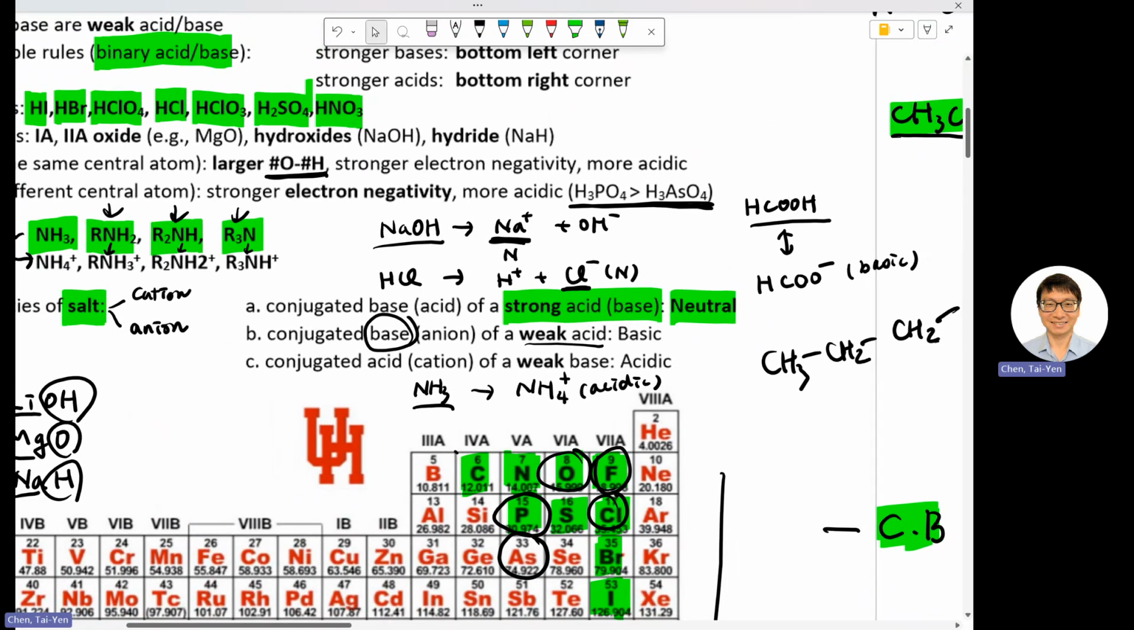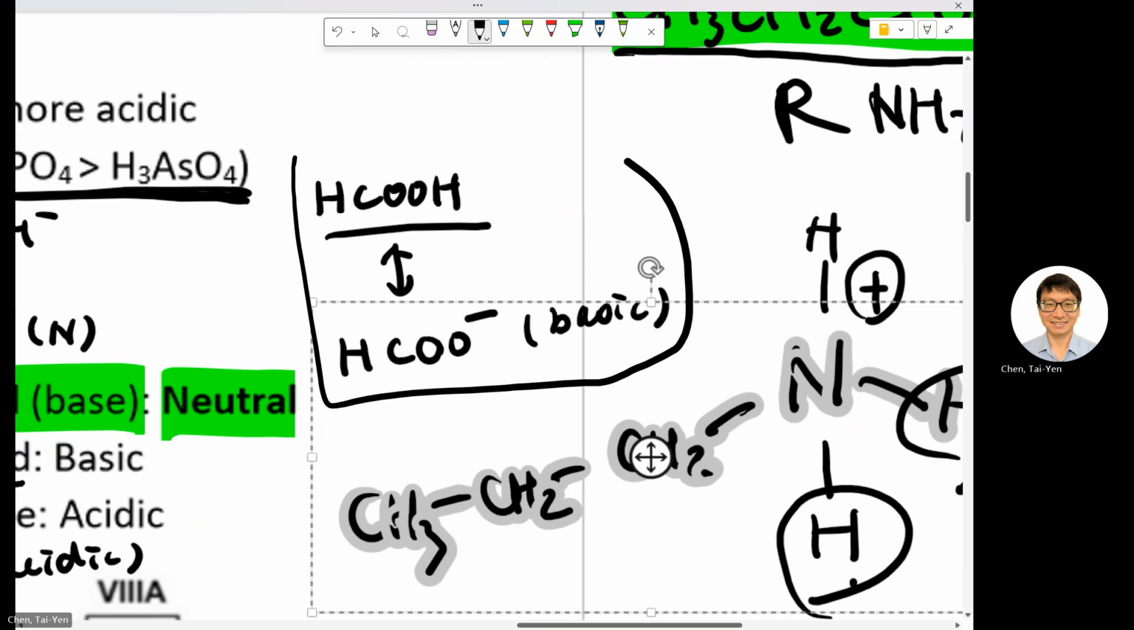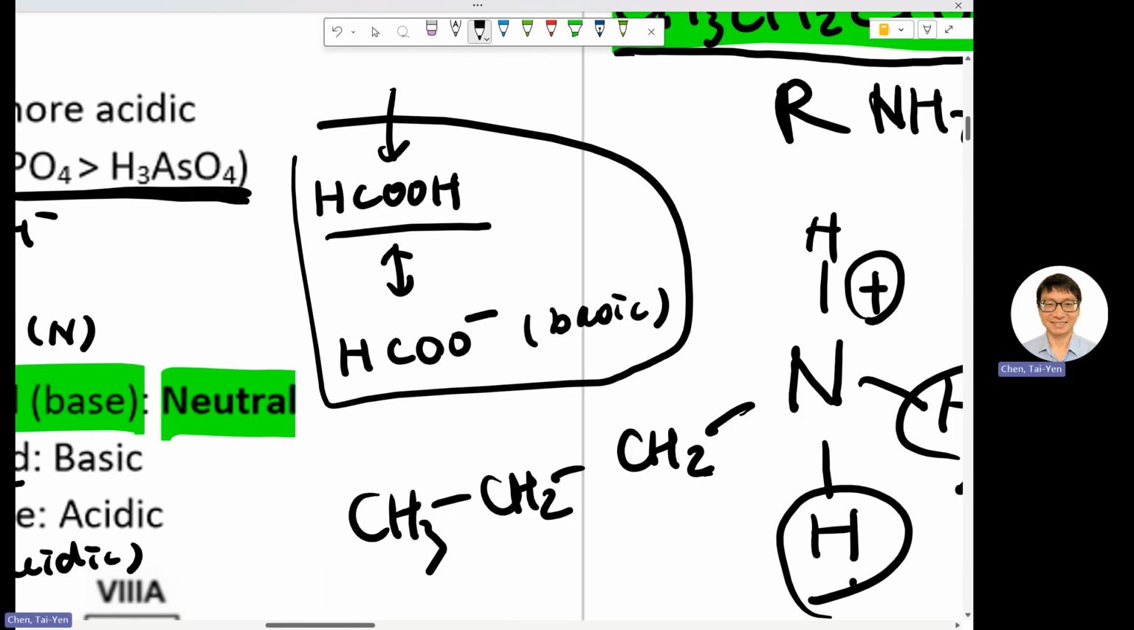Any questions so far? Yes. In the conjugate base of a weak acid. Okay, so that's actually an example we give you. This is a weak acid, then its conjugate base will be HCOO minus. When this species shows up inside the water, it will be a weak base, so it will form a basic solution.